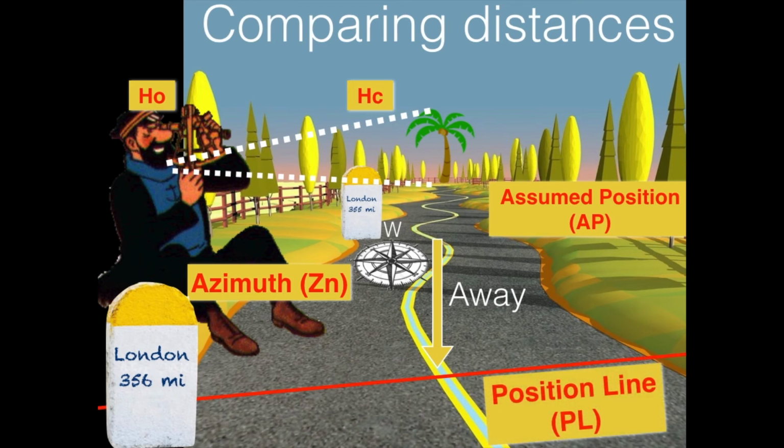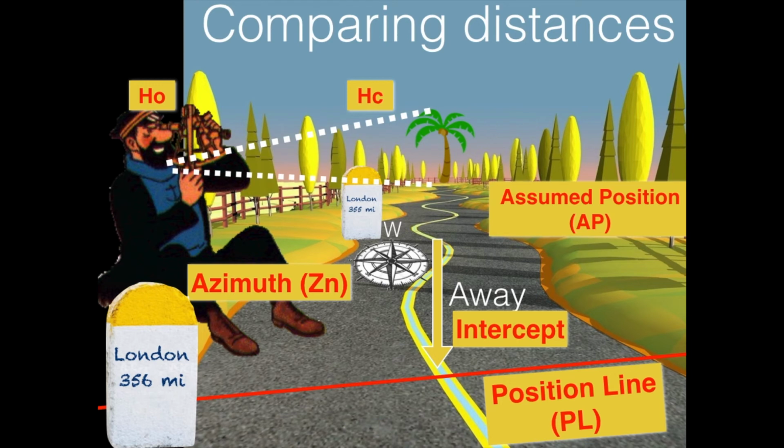That is the line which is 90 degrees to the azimuth. The azimuth is the direction of the palm tree. So somewhere along this red position line we are. And how far we are away from the other milestone, here we can say 1 mile, of course, that is the intercept. So these words, this vocabulary, should be a little bit familiar to you by now.